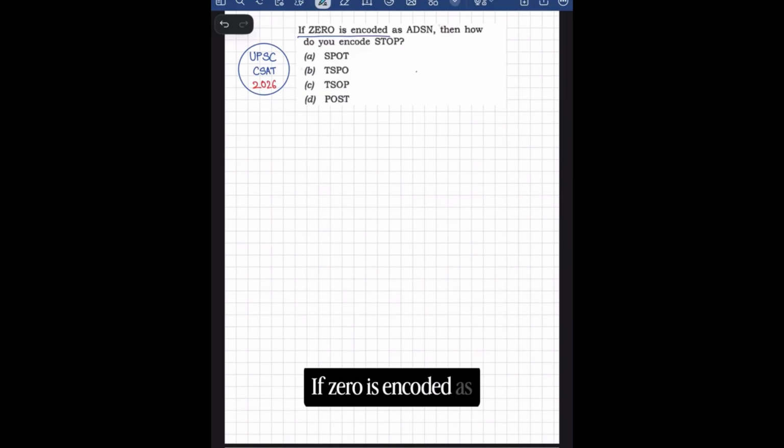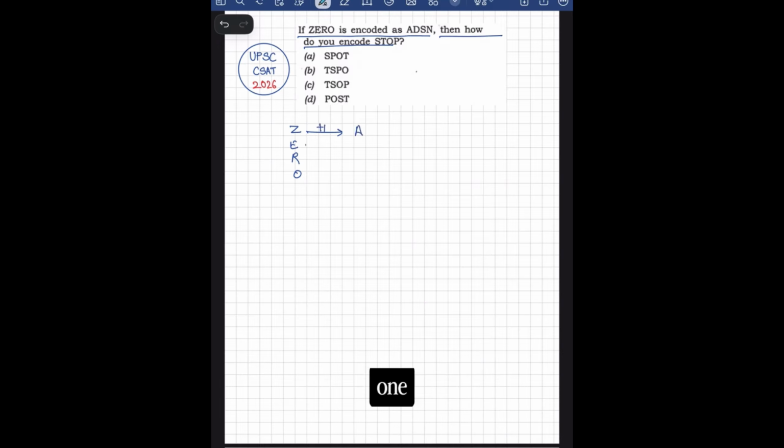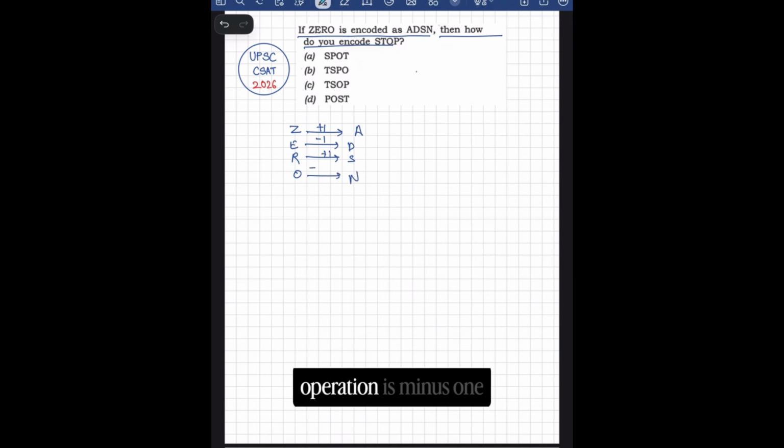If 0 is encoded as ADSN, then how do you encode stop? So the first step is to identify the pattern used in coding. We'll start by writing the letters Z, E, R, O. So Z becomes A, which means we are moving one letter forward. So the operation is +1. E becomes D. So we are moving one letter backwards. So the operation is -1. R becomes S. So the operation is +1. O becomes N. So the operation is -1.